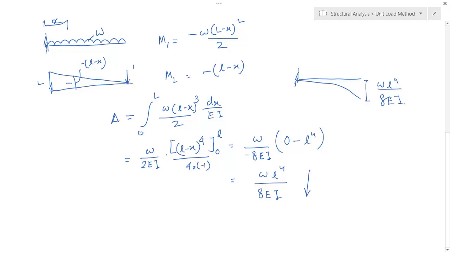This is the simple unit load method. Here the internal virtual work is considered mainly due to bending, and the shearing forces and axial forces are very small compared to the bending moment. That's why in this method those are neglected.